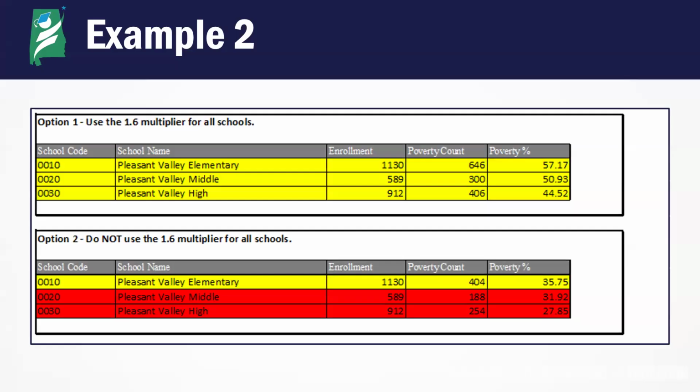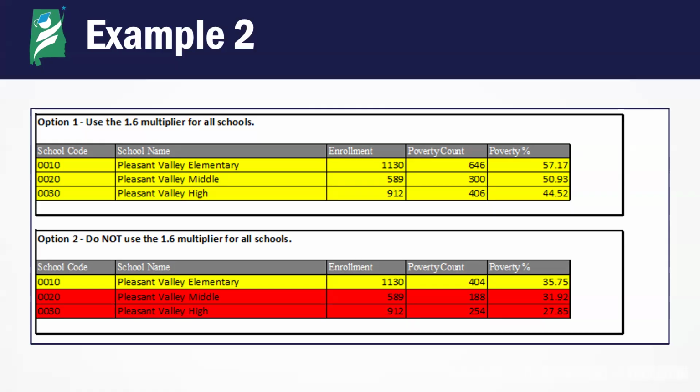However, in the alternate option, not using the multiplier, only the elementary could be served with Title I Part A funds because the two other, middle and high school, now their poverty has dropped to a point where they're no longer even eligible to receive Title I Part A funds. So this district, they're a small district, so they may want to serve all of their schools. In this case, they would really need to stick with the default option of the multiplier if they were going to choose to do that.